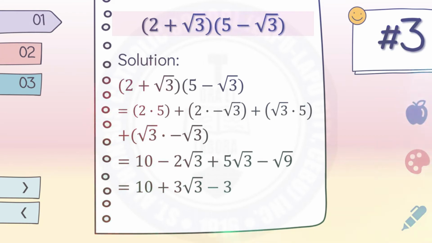If you still have terms that you can combine, combine. In this case, we can still combine 10 and minus 3. 10 minus 3, that's 7. So our final answer is 7 plus 3 square root of 3.